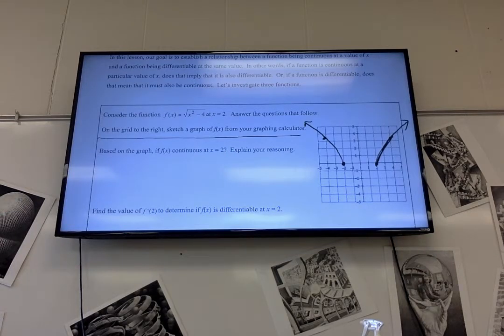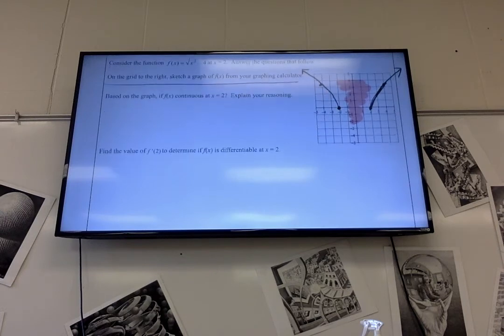So it makes sense that the graph is all above the x-axis because when you take the square root of a number, it's always going to be positive. And it makes sense, like we said a minute ago, that this inside here is not included because if you try to plug in one of those numbers, you'll be taking the square root of a negative. So based on this graph, is f of x continuous at x equals 2? Explain your reasoning.